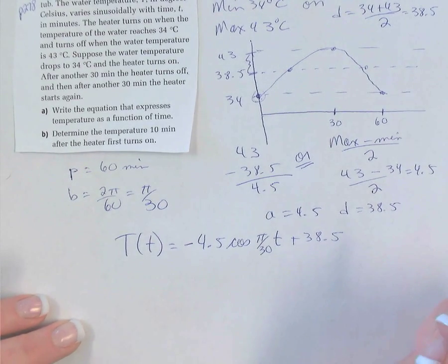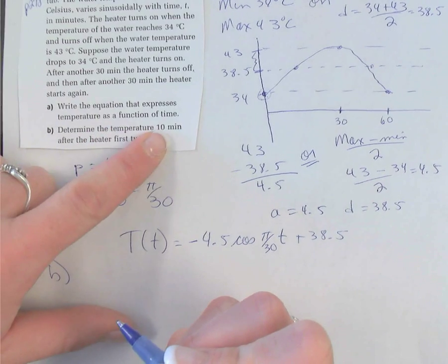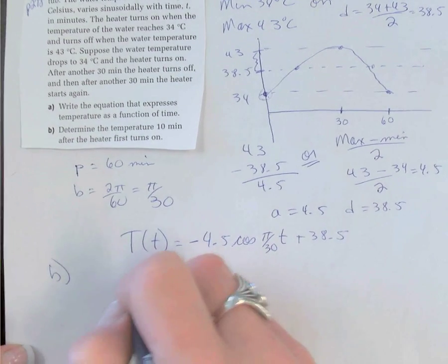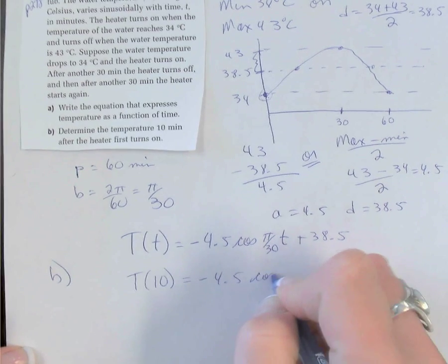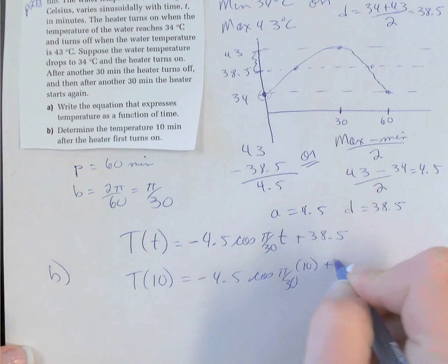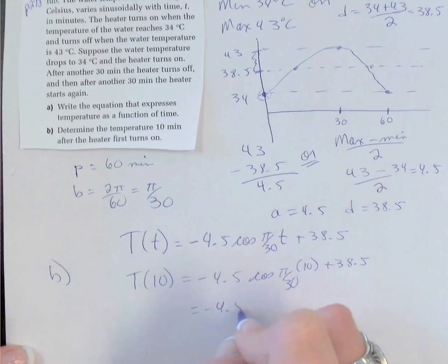Let's look at question B. Determine the temperature 10 minutes after the heater first turns on. That means we're plugging in temperature when time is 10 minutes. You can use your calculators for this and just plug that directly in your calculator. I'm going to simplify it a little bit further without my calculator.